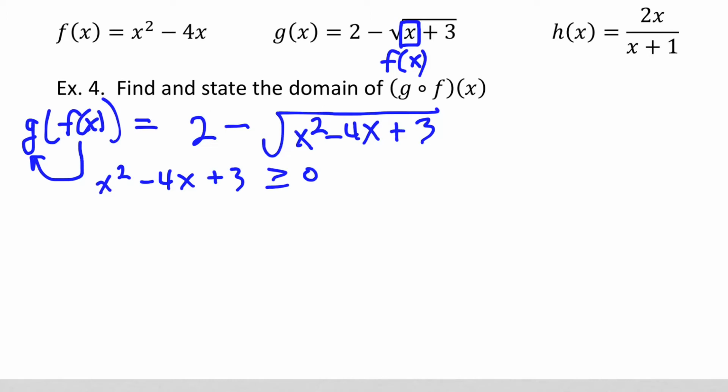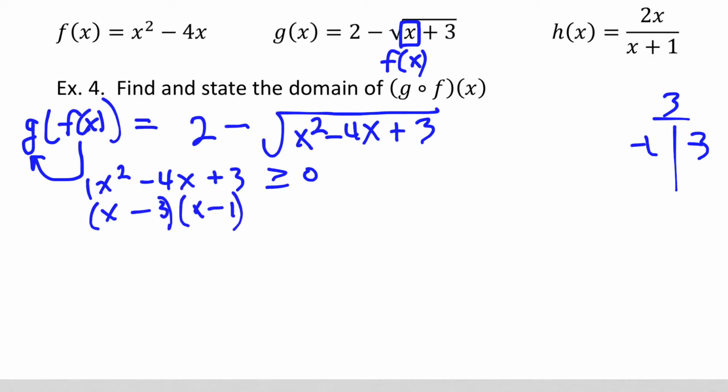So let's see if we can factor this first of all. So I've got 1 times 3, and I need 2 negatives to add to give negative 4 in the middle and to multiply to give positive 3 on the end. So I can factor this. I can say x minus 3 times x minus 1 is greater than or equal to 0. Okay, so let's see where it is equal to 0 first. So that would be at x is equal to 3, it would be equal to 0, and x is equal to 1, it would be equal to 0.